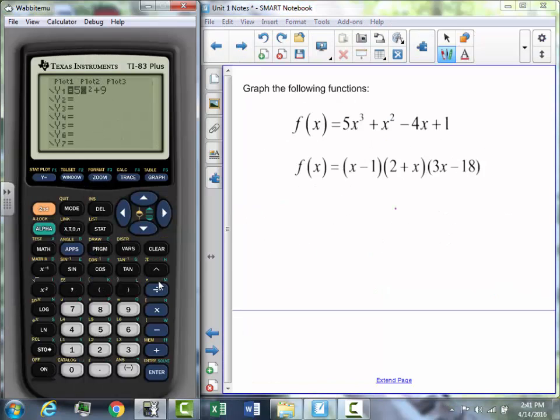So to graph this one, it's going to be 5x. And if you don't know how to do it to the power of 3, you may have to use the little up arrow that's above the divide sign to the power of 3. My calculator is one of the old ones where it actually will put the little up arrow there. But some of the new ones will make it go up as a superscript and make the 3 go up there. Just make sure you come back down again before you type the plus x to the power of 2 minus 4x plus 1.